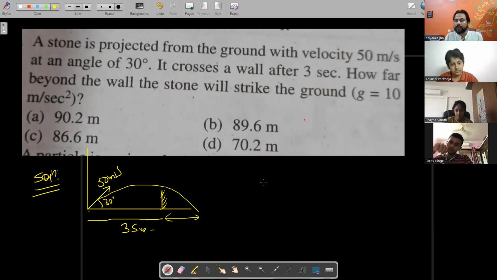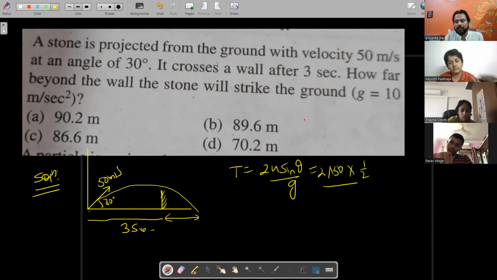First of all, do one thing. Find the time of flight. Time of flight would be how much? 5 seconds. Yes, correct: 2 into 50 into sine 30, that is half, upon 10. Gone, gone, gone. That is 5 seconds.